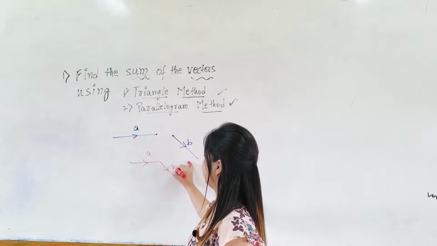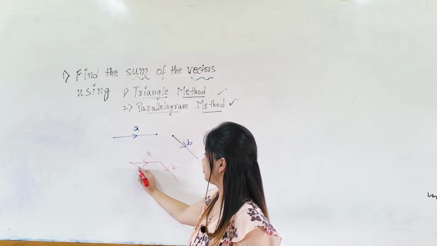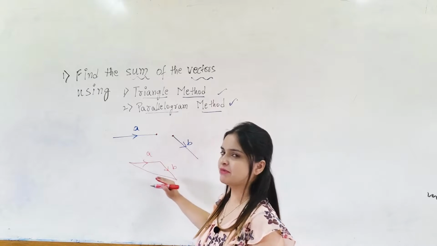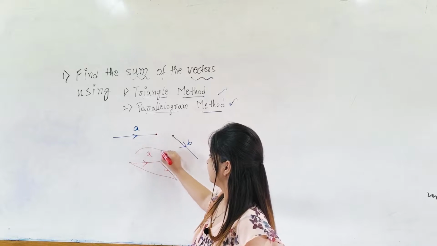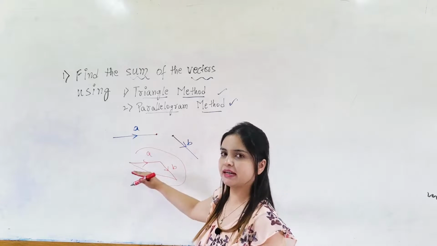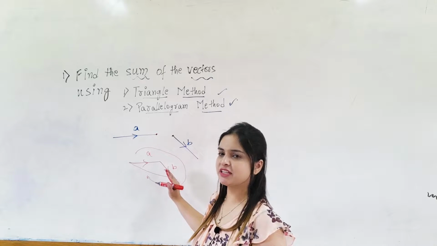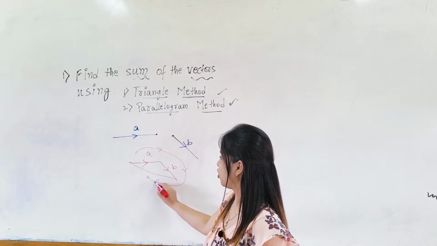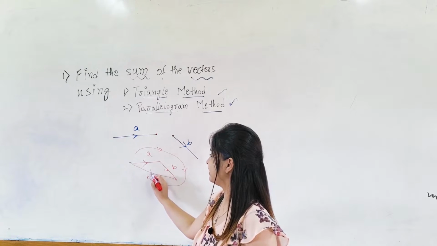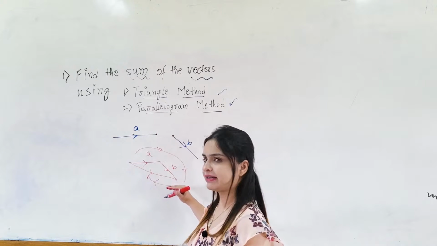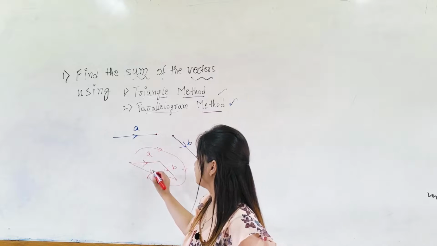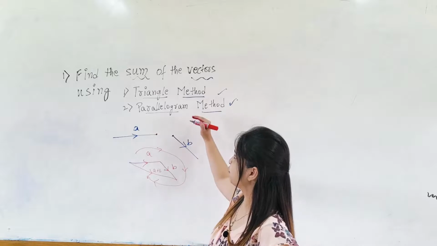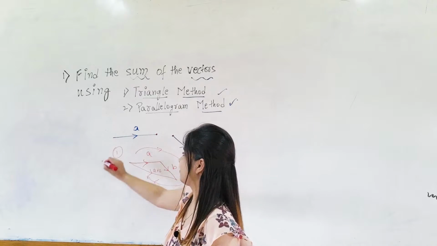A and B, then I join the third side of the triangle. So this becomes a triangle, and the direction of the third side will be the opposite of A and B. So if A and B are going in the clockwise direction, the resultant will be in the opposite direction. So my resultant will be the third side of the triangle, and the value of resultant will be A plus B. This was my first method, which is triangle method.